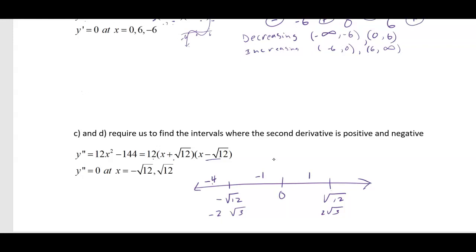You can use decimals, though, if you need to. So root 12, I'll just pick a 4 here also, because 4 will be root 16, which would be bigger than root 12.